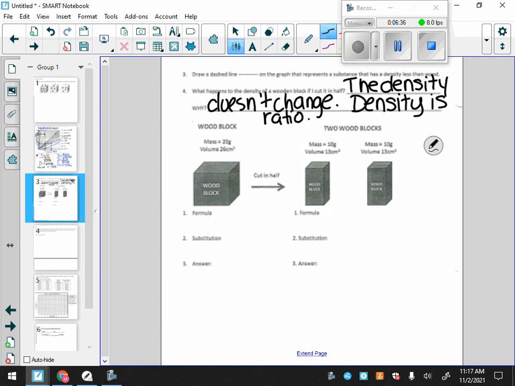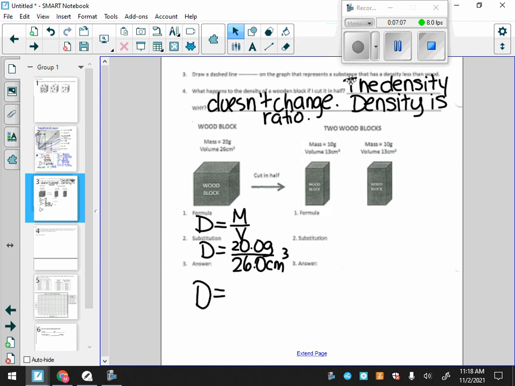So let's prove it. Let's redo. What are we going to do? So it says, write the formula. Density equals, same formula, doesn't change, mass over volume. Now substitute. The mass of the substance is 20.0 grams. The volume is 26.0 centimeters cubed. You want to plug those numbers into the calculator, and you're going to compute that as 20 divided by 26, and we get 0.76.